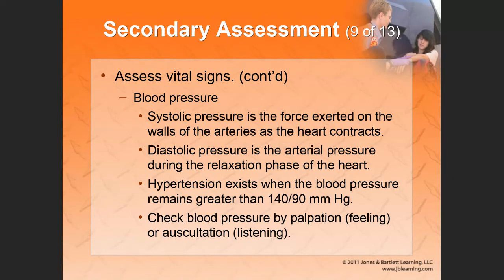Hypertension is considered if it's greater than 140/90. Hypotension, which is low blood pressure, is when the top number is below 90. So if it's below 90, that is considered to be a low blood pressure. Okay, got you. All right.